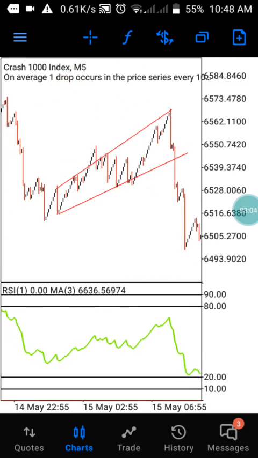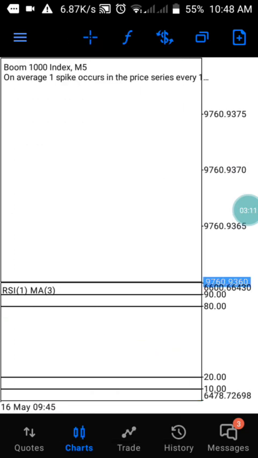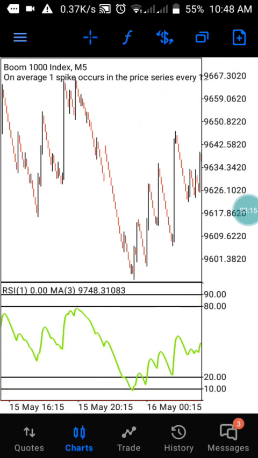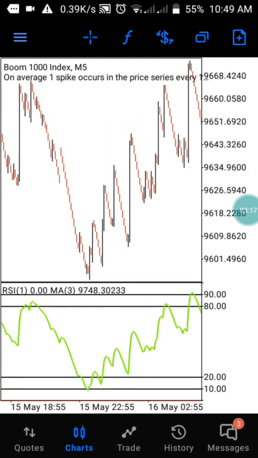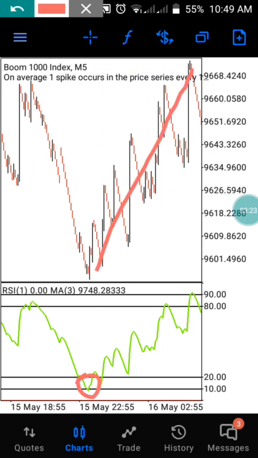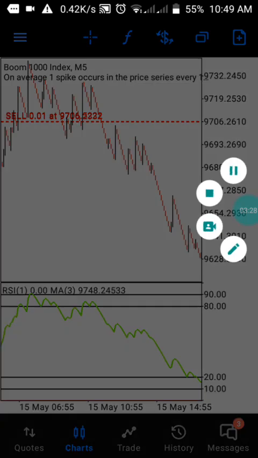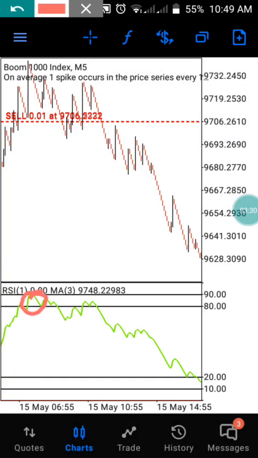So this strategy works on Crash 1000, and also it works on Boom 1000. You can also use it to scalp on Boom 1000, and you can also use it to take an uptrend on Boom 1000. You can see now it respects this level and it gives us an uptrend at this particular moment. You see same thing happens also here because it respects this level. You see that we have a downtrend at this level.